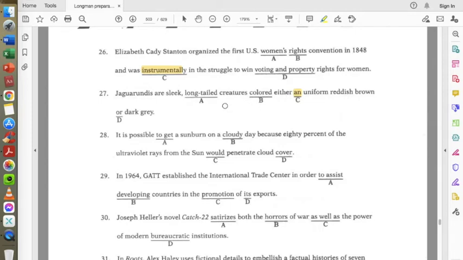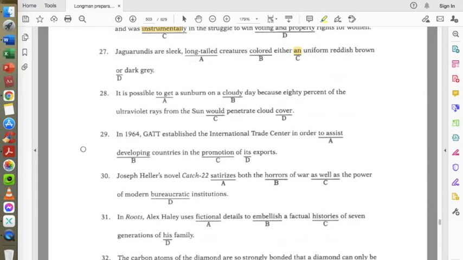Sorry, I read that in here because that's the other way you can phrase that. Uniform, again, Y sound, not the U sound, but a Y sound, so we can't use "an." We would say "a uniform reddish." 28. It is possible to get a sunburn on a cloudy day because 80% of the ultraviolet rays from the sun would penetrate the cloud cover.